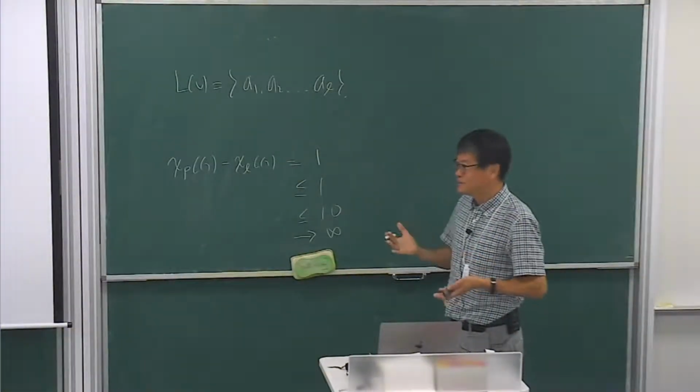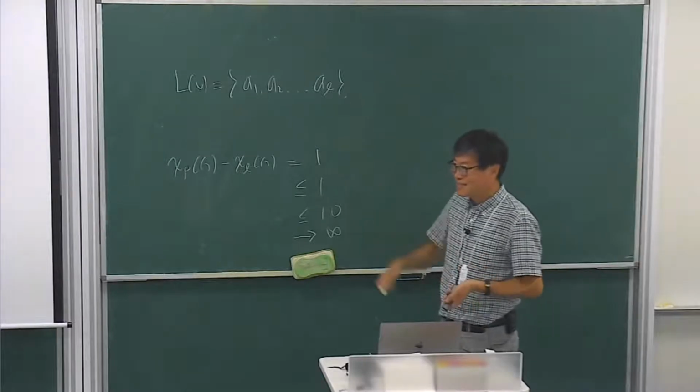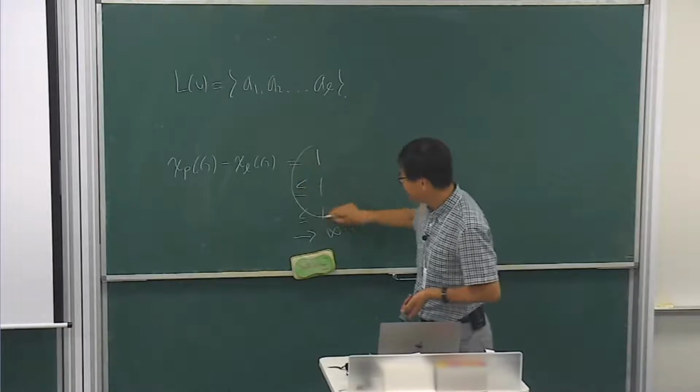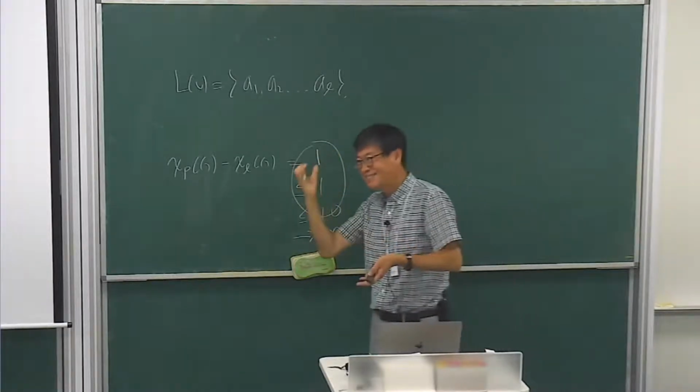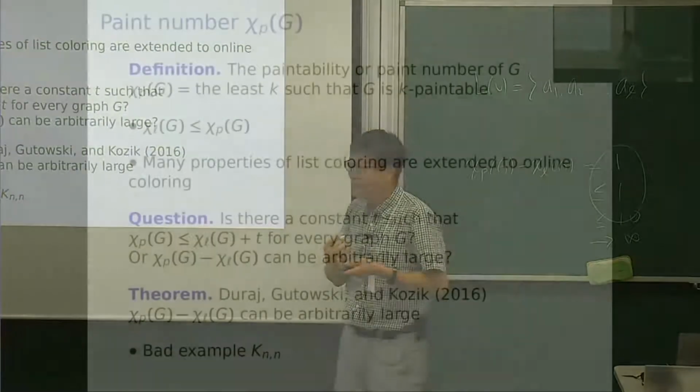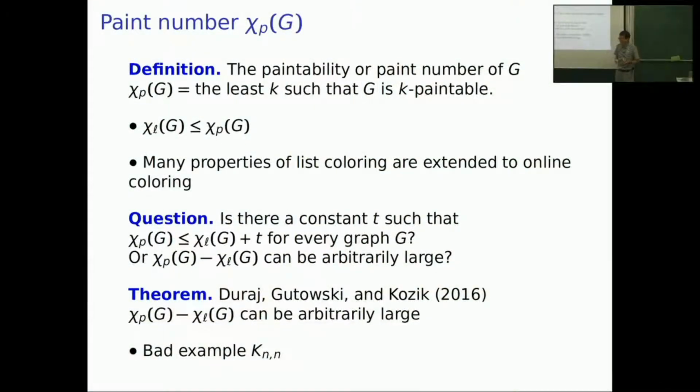Most people are not sure which is correct. Many people believe the gap can be small, but it turned out the gap can be arbitrarily large. So these Polish researchers proved that the gap can be arbitrarily large. In this case, they computed the paint number of this complete bipartite graph more precisely.